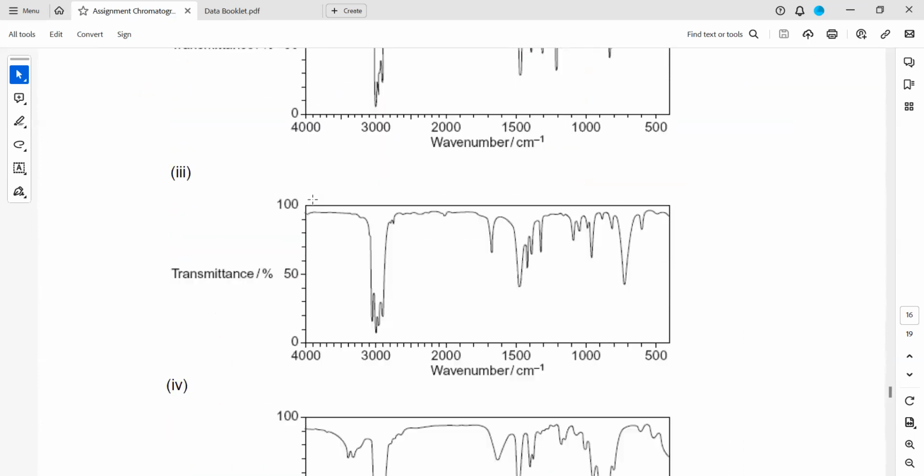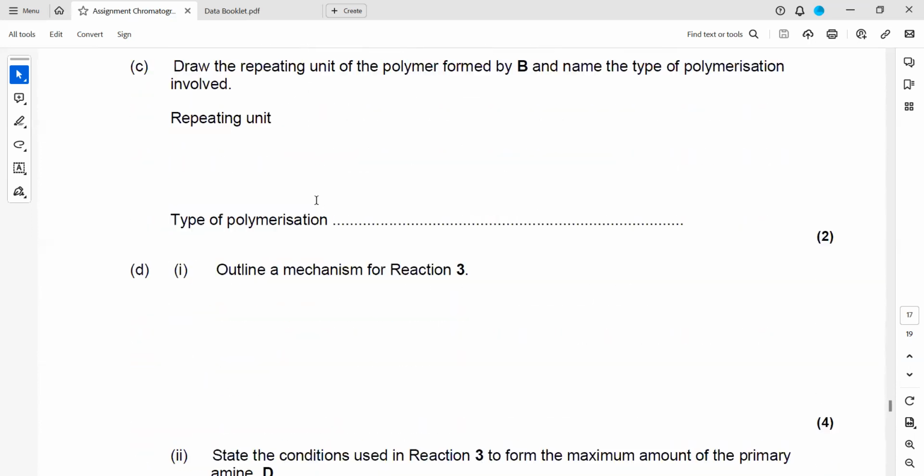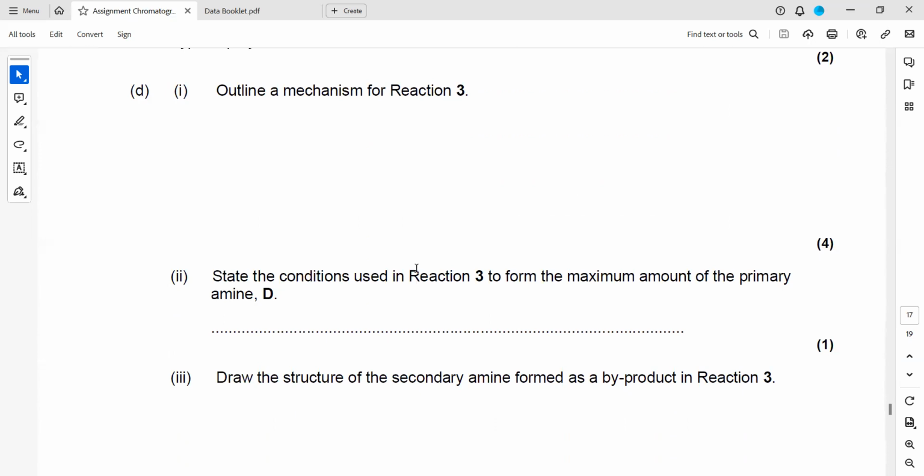And the next part is: state the condition used in the reaction for a maximum amount of a primary amine. If we need a maximum amount of primary amine, again, the condition is that we should use an excess of ammonia. If a limited supply of ammonia is there, then it will give a secondary amine, because hydrogen is removed multiple times.